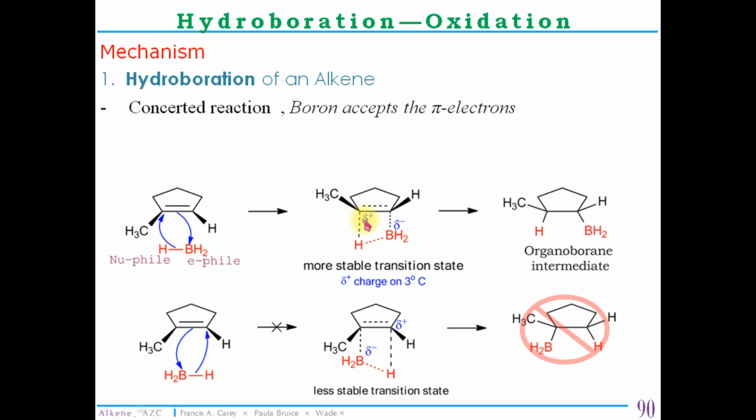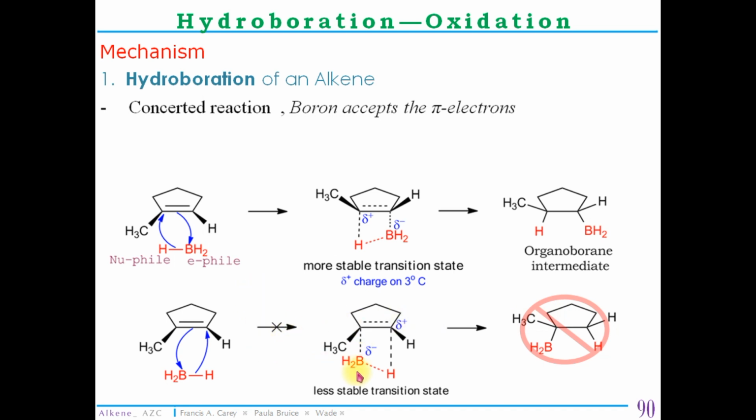And as the delta positive charge is generated on the more substituted carbon, this transition state is more stable, with delta positive charge on a tertiary carbon. Here the transition state is less stable because the delta positive charge is generated on a secondary carbon. Why is this the more stable transition state? Because this delta positive charge is stabilized by these alkyl substituents, which are more in this carbon than this second carbon.